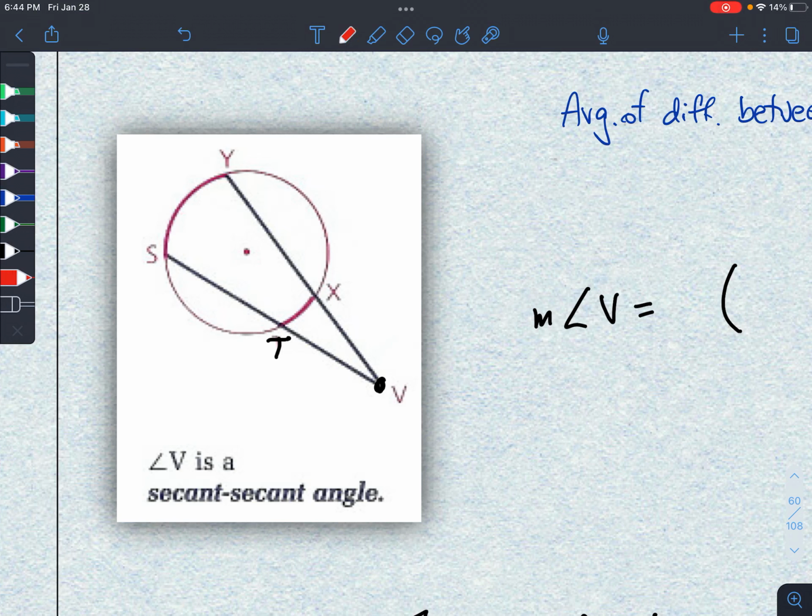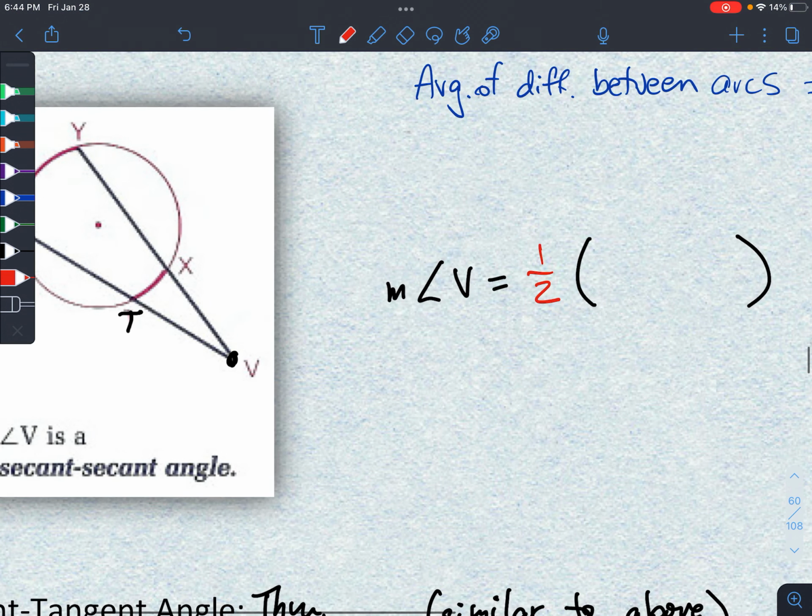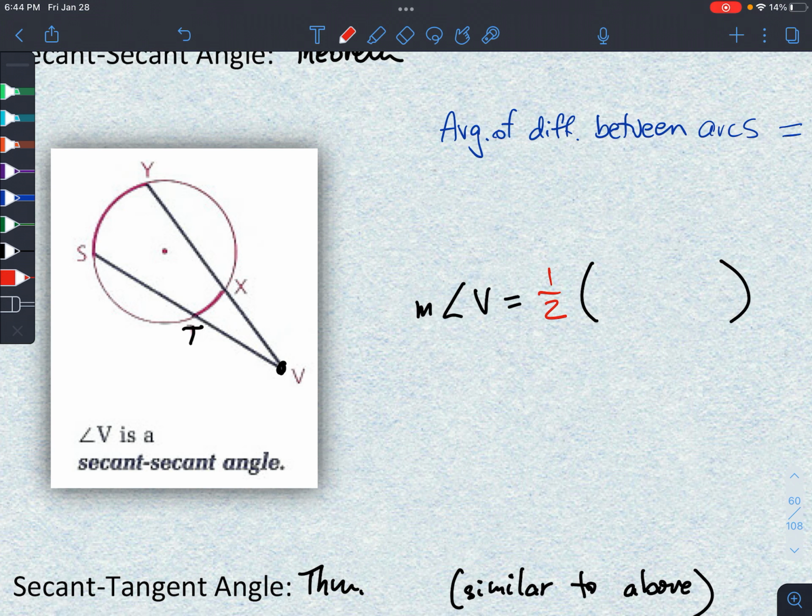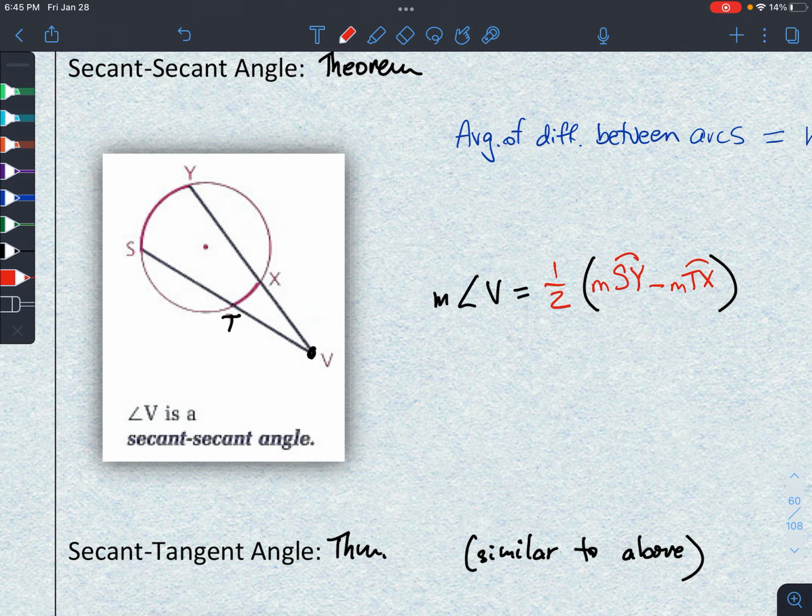So how does the measure of angle V, well, guess what? The 1/2 shows up again. But this time, instead of adding, which would then be an interior, we are going to subtract. Make sure that you always subtract the smaller from the larger. Okay? All right, so it's the average of the difference this time between the arcs.